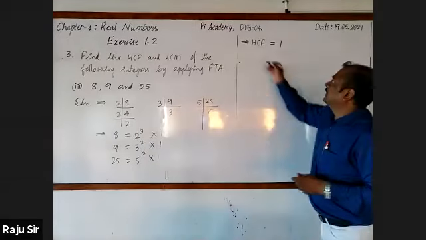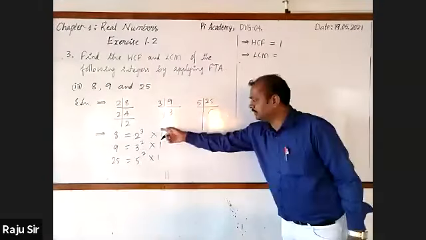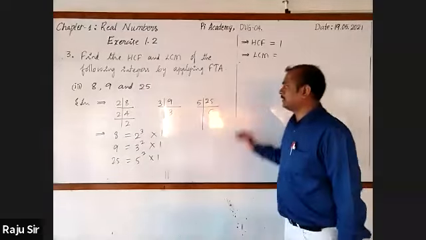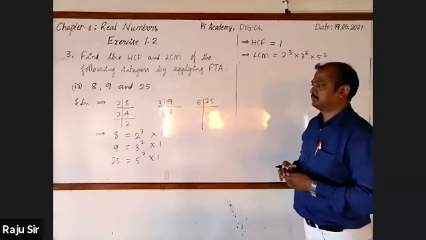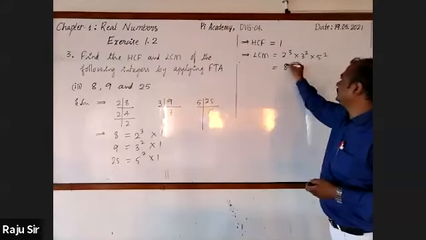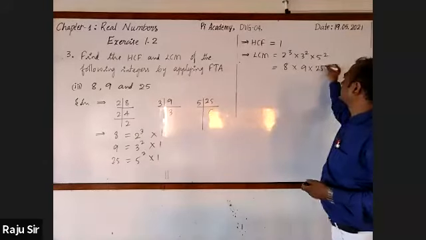Okay. Next, the product of the numbers, LCM is the factor having the highest power. Here it is 2 cube into 3 square into 5. 2 cube is 8, 3 square is 9, and 5 square is 25.